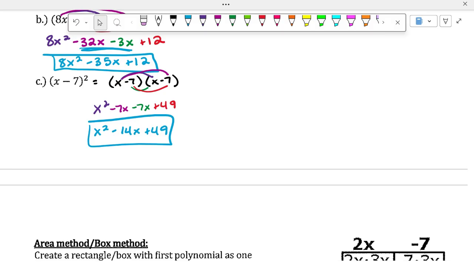When I was looking around the room, most of you got that. Just be very careful, because some mistakes that I did see were that some of you added the sevens instead of multiplying them. And some of you canceled out these two 7x's. Remember, it's not negative 7x plus 7x, it's negative 7x minus 7x. So you would add those two negative 7s.